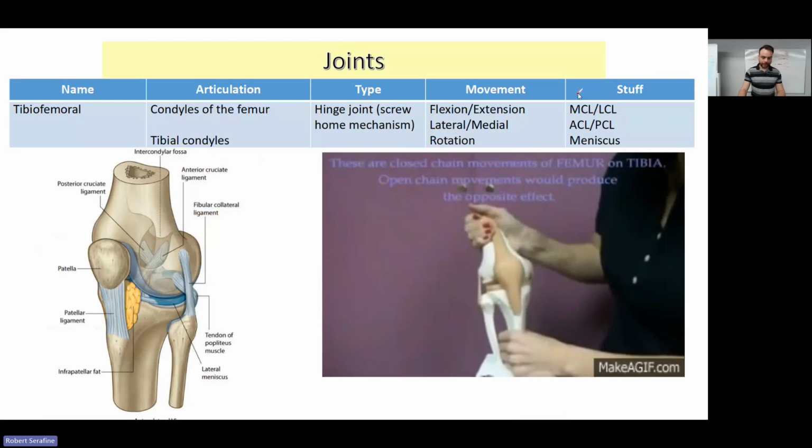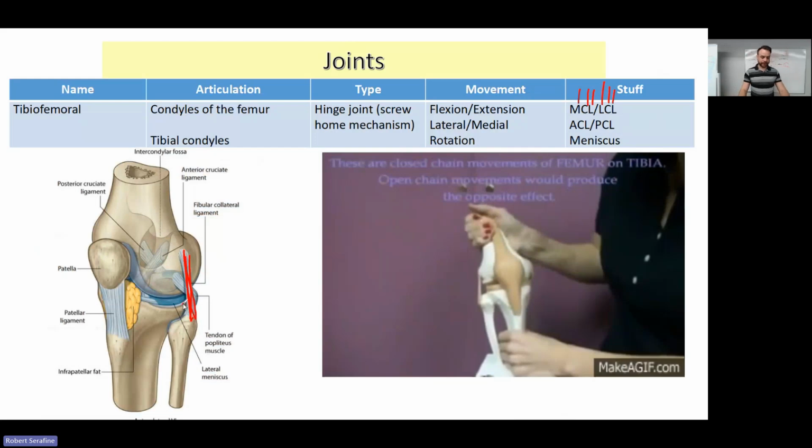So one, MCL stands for medial collateral ligament. And then LCL stands for lateral collateral ligament. And it's very similar to the forearm and hand. Collateral ligaments run vertically between two bones.